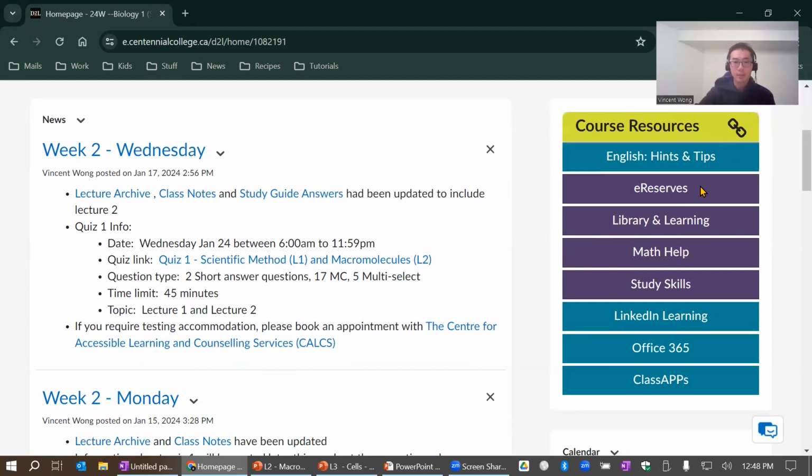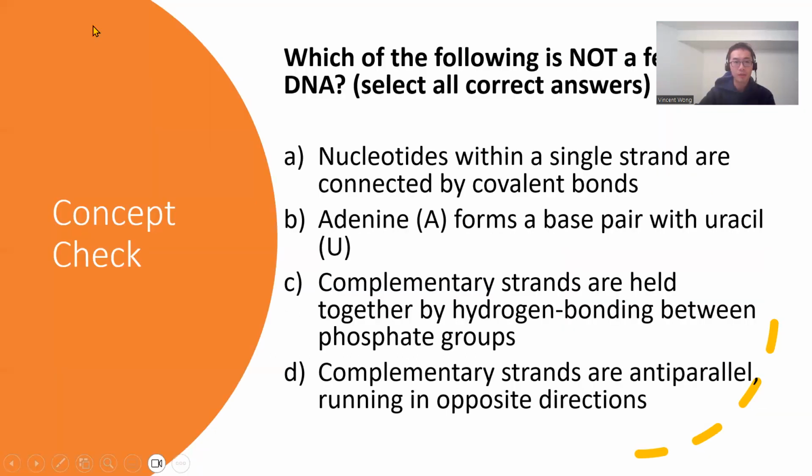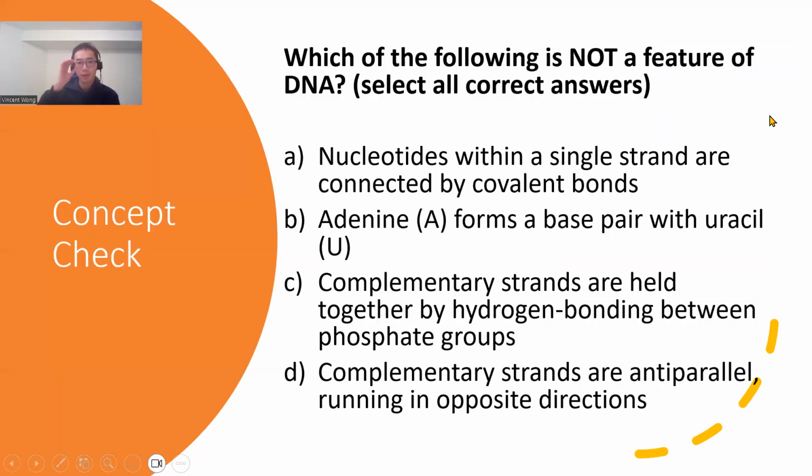All right, let's continue with some of these questions. Next one: which of the following is not a feature of DNA? This would be an example of a multi-select question, where there is more than one correct answer. And you know it's a multi-select question because the question on the quiz will tell you to select all correct answers. So, first one: nucleotides within a single strand are connected by covalent bonds. That is true. But we're looking for the ones that are not a feature of DNA.